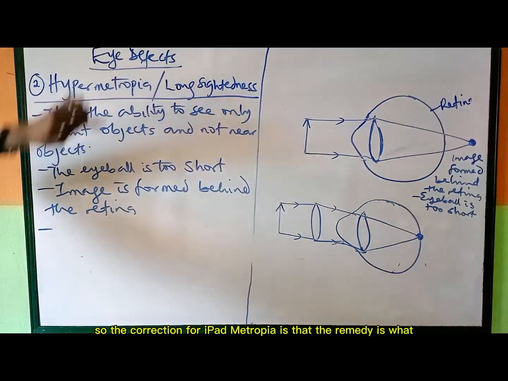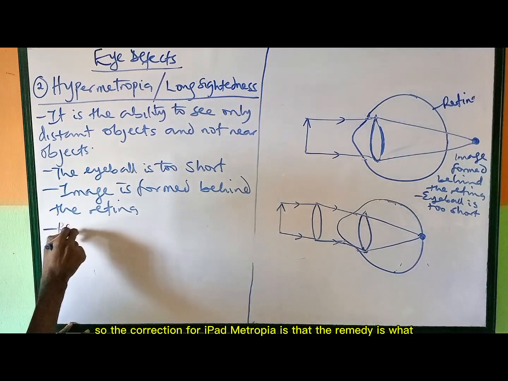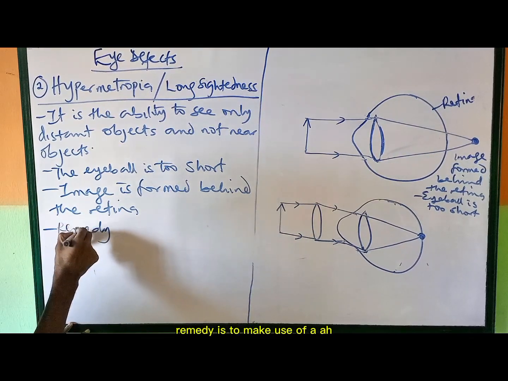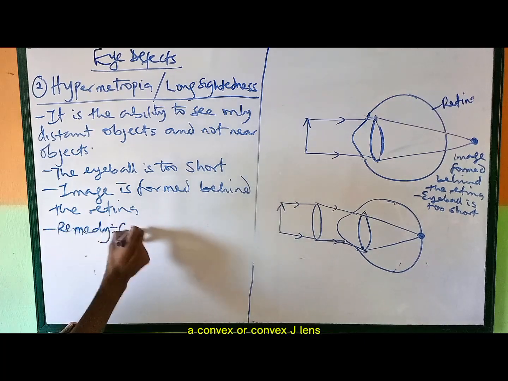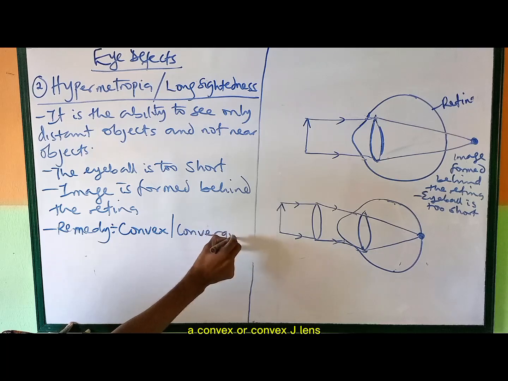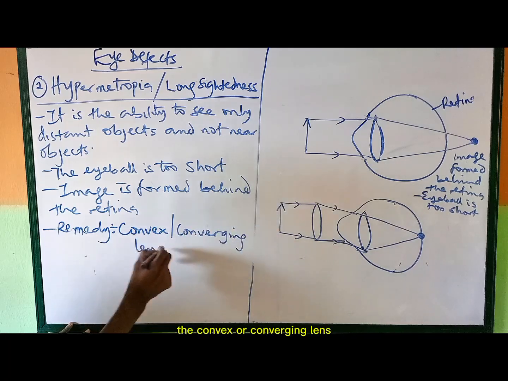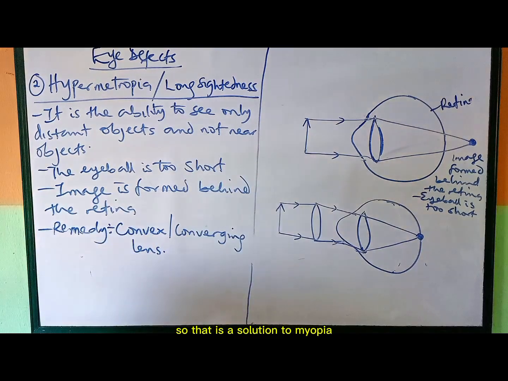So the correction for hypermetropia, the remedy, is what? The remedy is to make use of a convex or converging lens. So that is the solution to hypermetropia.